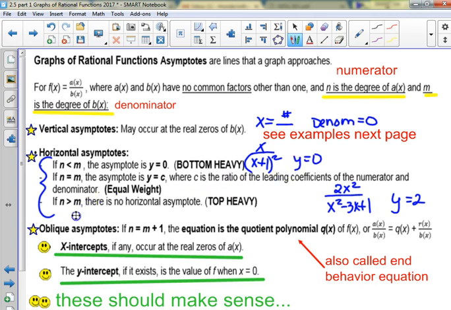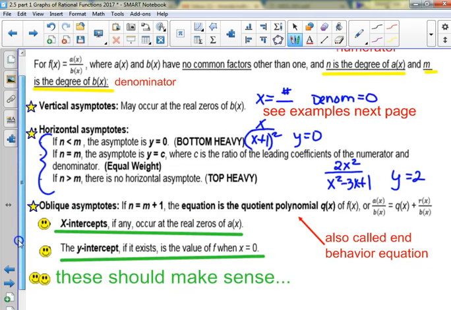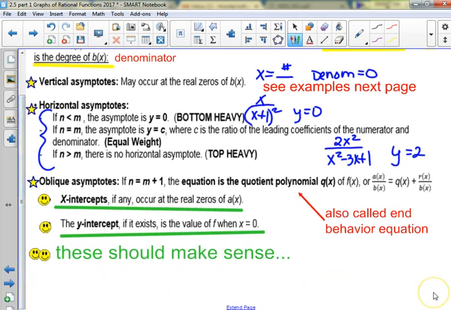If it is top heavy, there's no horizontal asymptote. There could be a slant asymptote or an end behavior asymptote. So we're going to talk about that in a minute. Oh, maybe it's right here. No? Okay. If the degree of the numerator is 1 more than the denominator, then we're going to have to divide. And we're going to have to sometimes use long division, which is the whole purpose in learning long division. Okay.